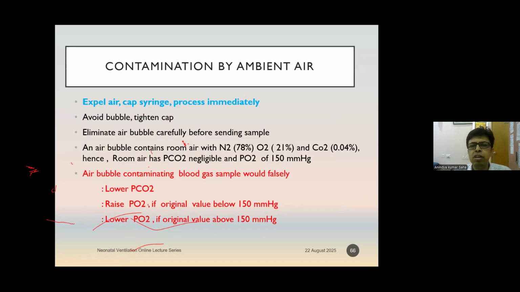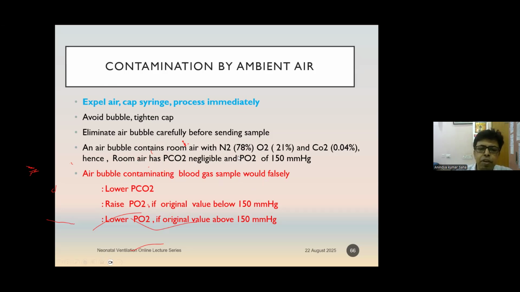Next important thing, often neglected, is contamination by ambient air. Often there is an air bubble within the syringe. If the air bubble is there, it will falsely contaminate the blood gas sample. Why? Because room air has a negligible PCO2, whereas the blood gas has a higher PCO2, so it will lower the PCO2 concentration of the sampled blood.